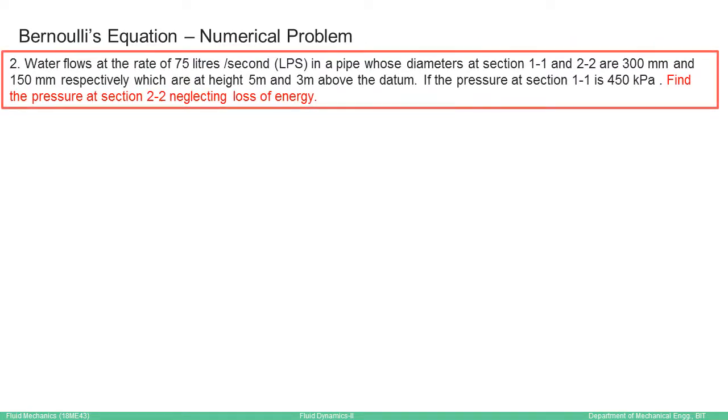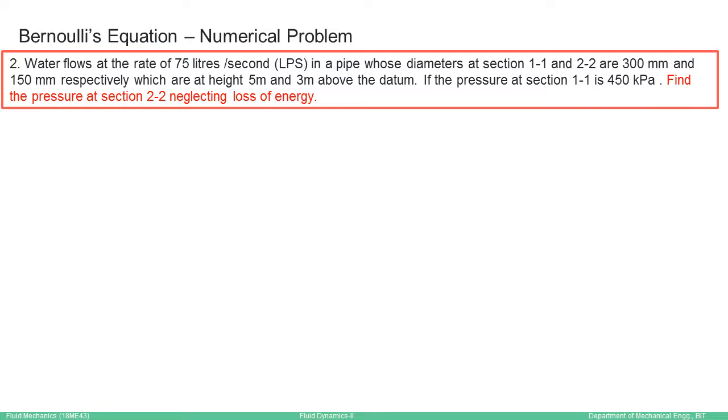Next question. Water flows at the rate of 75 liter per second in a pipe whose diameters at section 1 and 2 are 300 millimeter and 150 millimeter respectively, which are at heights 5 meter and 3 meter above the datum. If the pressure at section 1 is 450 kilopascal, find the pressure at section 2 neglecting loss of energy.